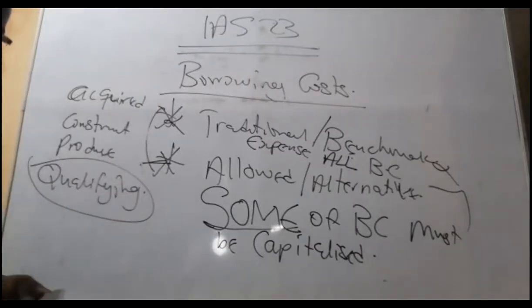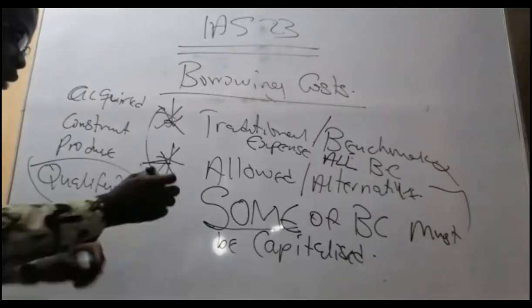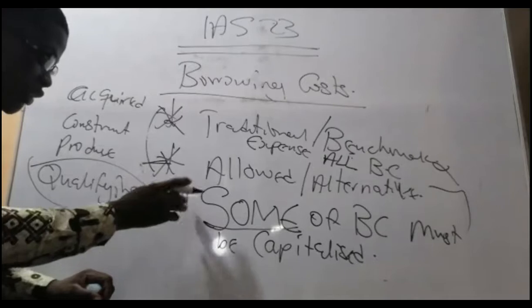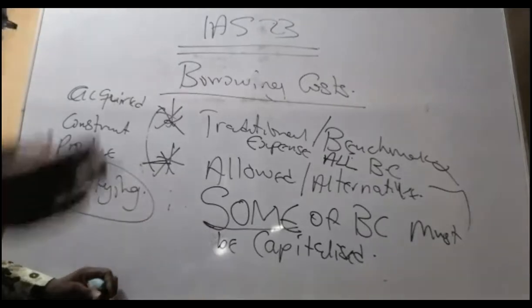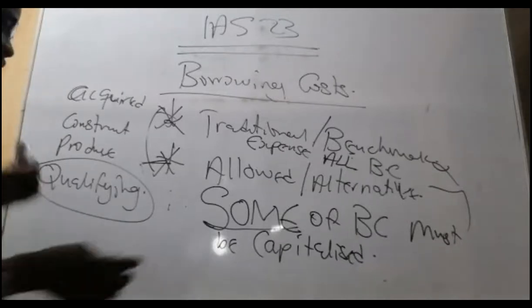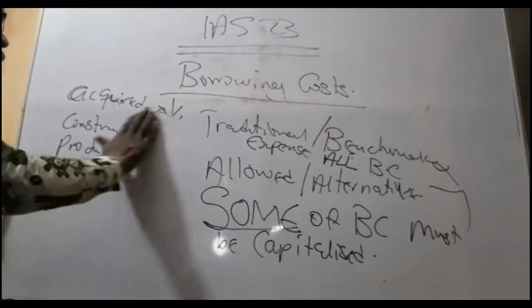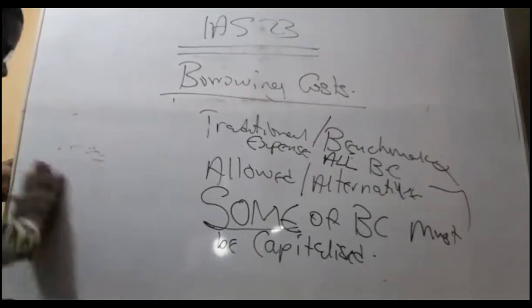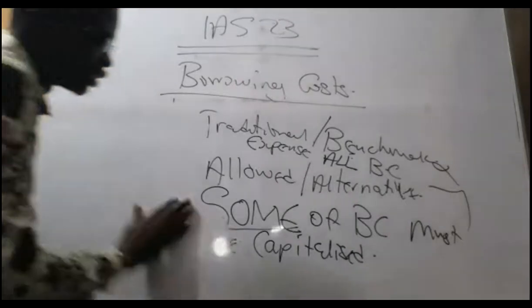When I ask you what is the treatment of the borrowing cost, just let the examiner relax. According to IAS 23, some of the borrowing costs that are eligible for capitalization must be capitalized, or I can put it all here: all borrowing costs that are what? Eligible for capitalization must be capitalized. You are done. That's the treatment. Now let's go straight to the capitalization and then we pick our first question. Then we solve. This is a summary. But make sure that you go through the first video before.